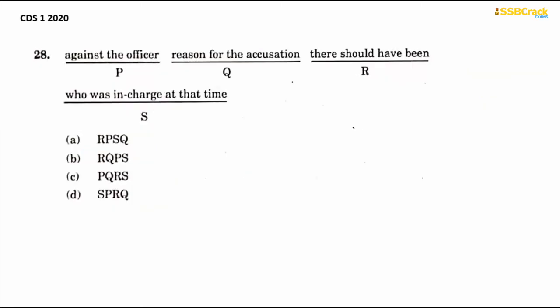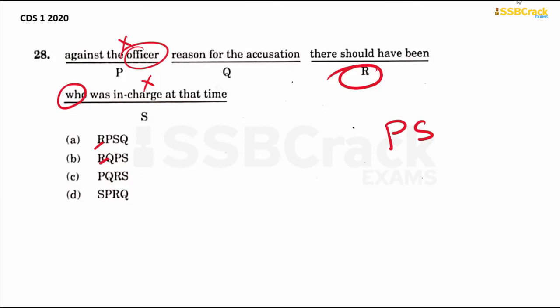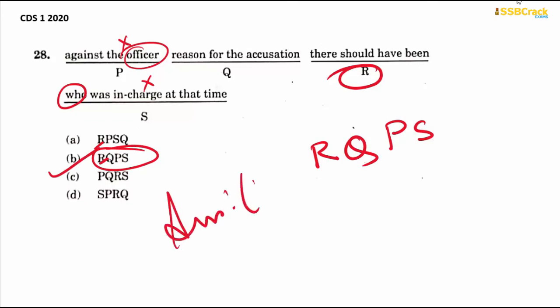Okay. Next one. So against the officer, reason for the accusation, who was in charge at that time, we can cross these two out. This cannot be the beginning of the sentence. Either it has to begin with Q or R. Now, here in these, nowhere is Q there at the beginning of the sentence. There are two combinations with R. So we will start with R. There should have been reason for the accusation against the officer who was in charge at that time. So here, who is the officer? So obviously PS will come one after the other, but it should be RQPS. Okay, option B. So this is our answer, option B.